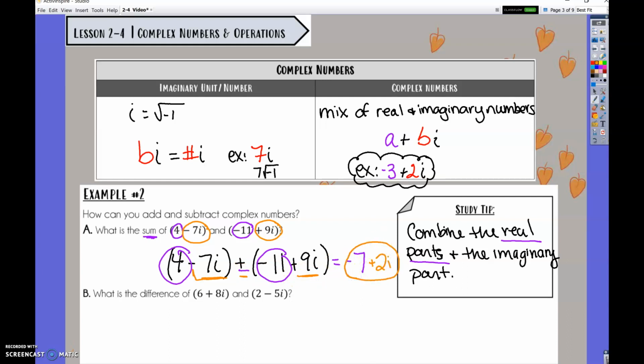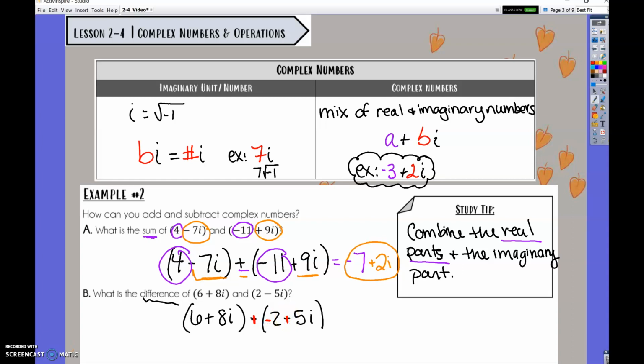The math behind it is not too crazy. It's really kind of like pretending your i is an x value. It's a different kind of term. The one thing I do want you to watch out for is whenever they want the difference. That would mean taking 6 plus 8i and subtracting 2 minus 5i. That subtraction sign can cause lots of headaches.